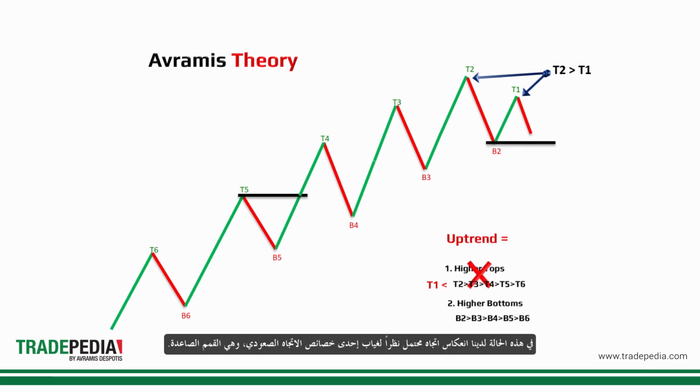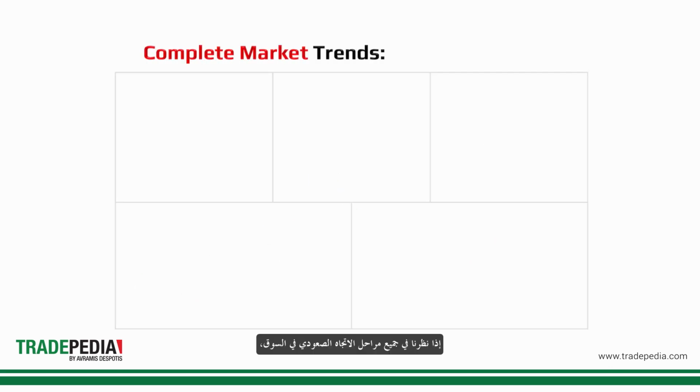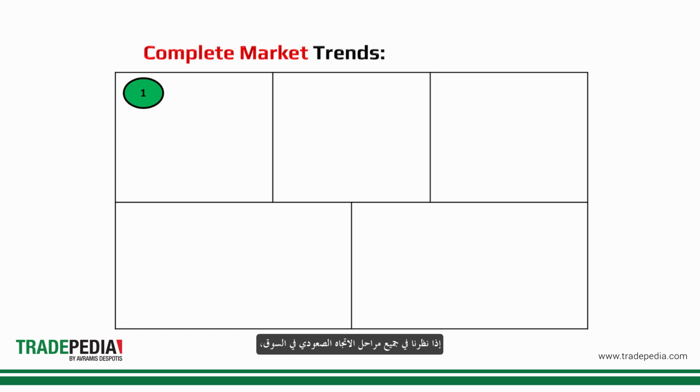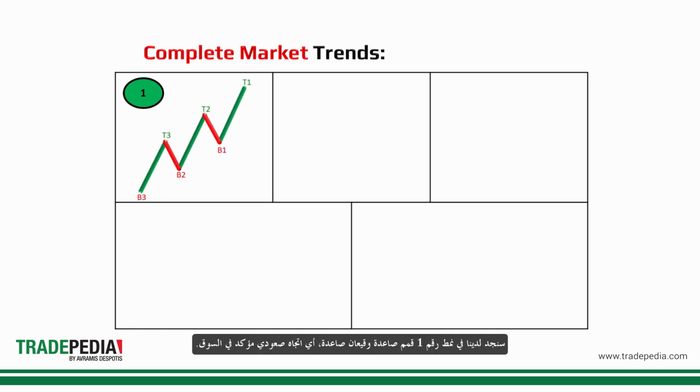In this case, we have a possible trend reversal since one of the characteristics of the uptrend, the higher tops, has now been destroyed. Now, if the market is to break below the previous bottom at B2, that will signal the end of the previous uptrend and the beginning of a new downtrend. If we were to look at all the phases of the uptrend in the market, in pattern number 1, we have higher tops and higher bottoms, a confirmed uptrend in the market.